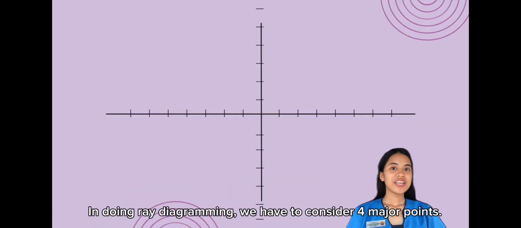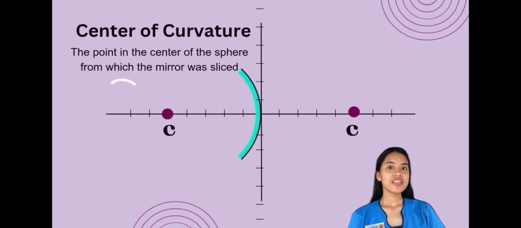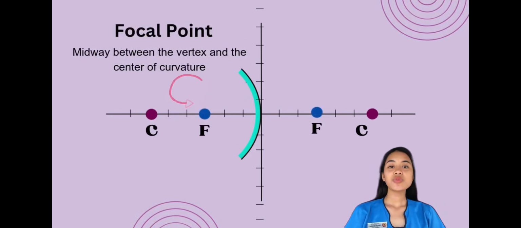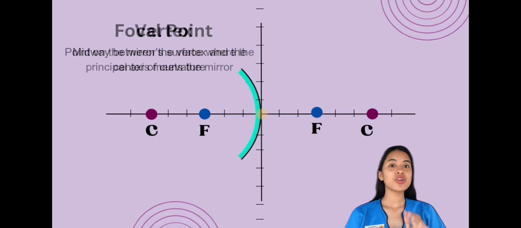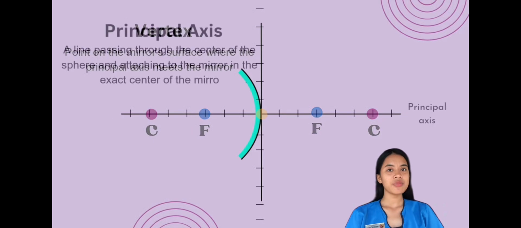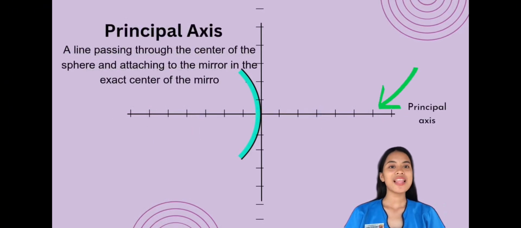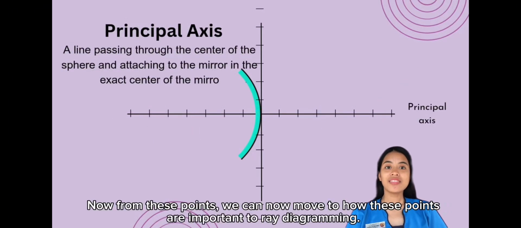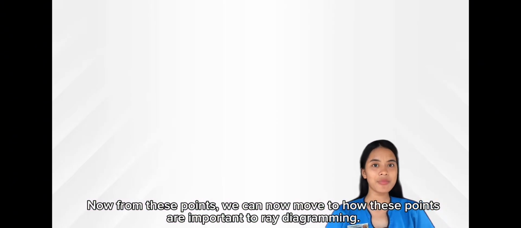In doing ray diagramming, we have to consider four major points. The center of curvature, which is where the mirror or sphere is being parted, the focal point where rays tend to diverge or converge, the vertex, which is the middle part of the mirror, and lastly, the principal axis. Now, from these points, we can move to how these points are important to ray diagramming.